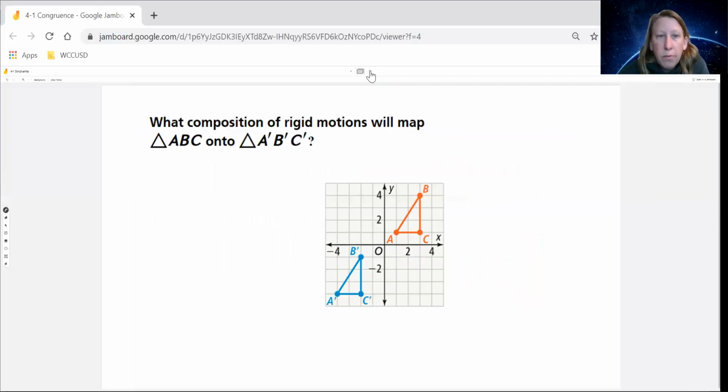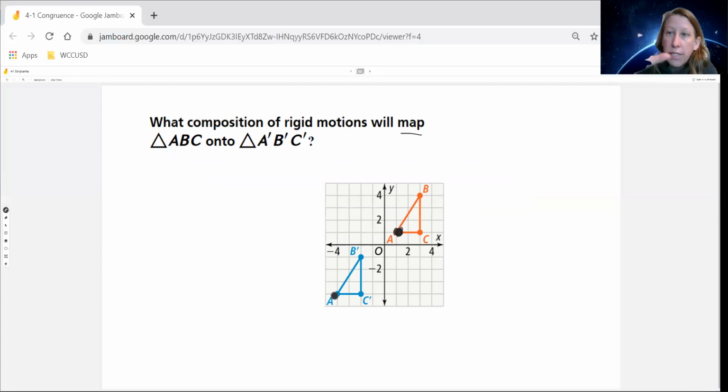All right, here's a math problem. It says basically, how could you get triangle ABC to match up onto triangle A prime, B prime, C prime? And the word for that is map. How could you map triangle ABC onto triangle A prime, B prime, C prime? Well, in order to do that, you can just choose one point and think about how could I move A so that it would match up on A prime.